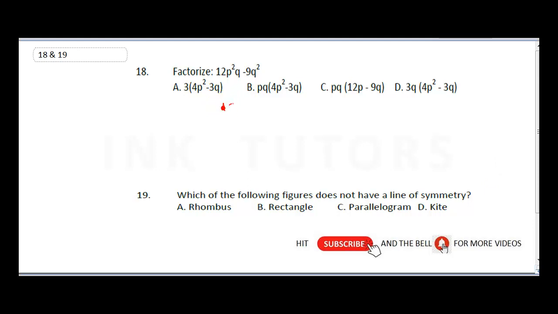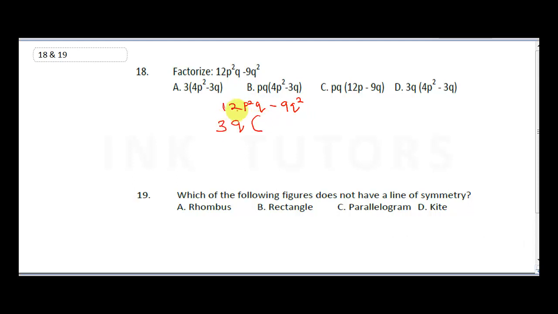Okay, now to factorize 12p squared q minus 9q squared. Now, check. What can divide through here? Okay. Now, 3 can go. So, we'll bring out 3. We have p squared here. We don't have p. So, p can go. We have q and we have q squared here. So, 1q can also go. So, 12 divided by 3 will be 4. Now, q cancels q and we'll have what? p squared left, minus 9 divided by 3 will be 3. q squared divided by q will be q.